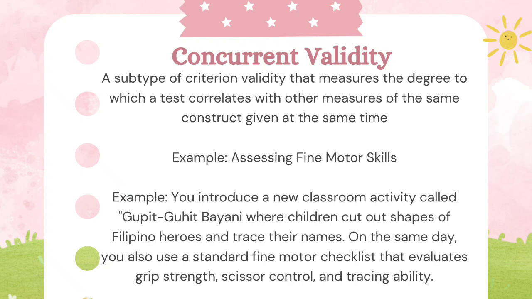Both tools, the new activity and the standard checklist, are used at the same time to assess the same skill, fine motor development. If children who perform well in Gupit Guhit Bayani also score high on the checklist, it means your activity is a valid way to measure fine motor skill. That's concurrent validity. Two different tools used simultaneously give similar results for the same construct.